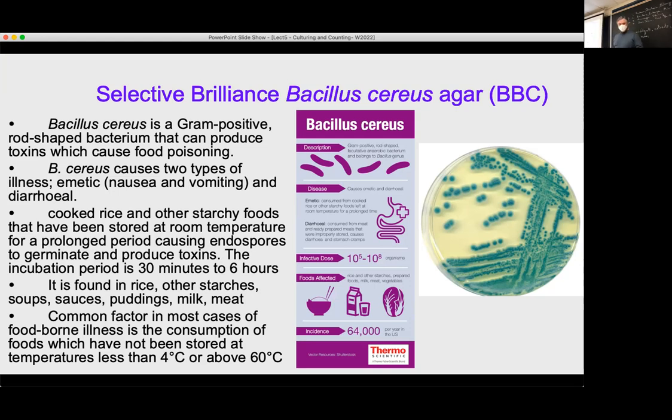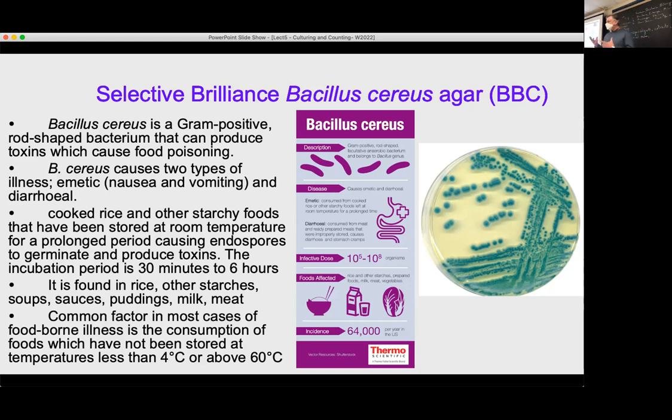So if you leave your rice out too long, you can get a Bacillus cereus infection. Question: leave it out too long, just out? On the counter overnight. So what do I say here? Incubation period is anywhere from 30 minutes to 6 hours. So the longer you leave your rice out of a fridge, the more chance it has of growing. If you keep it warm for 6 hours on the counter, it could be a problem if it's already got some of these bacteria.